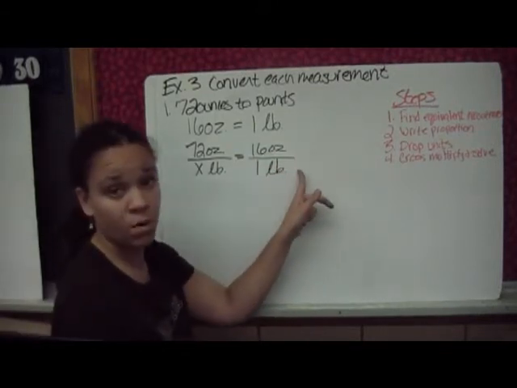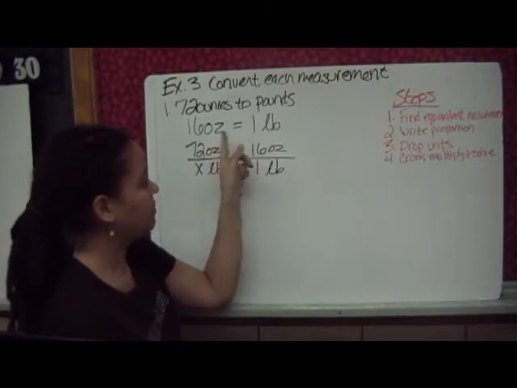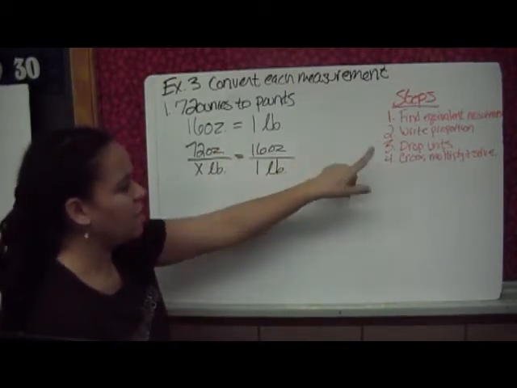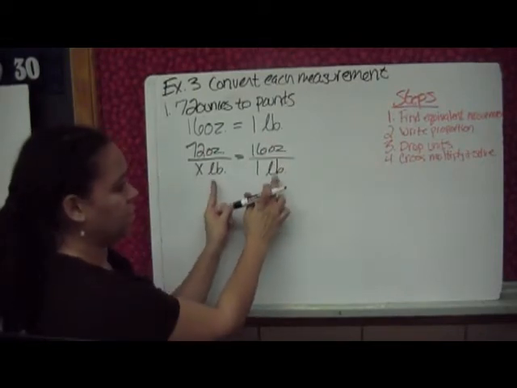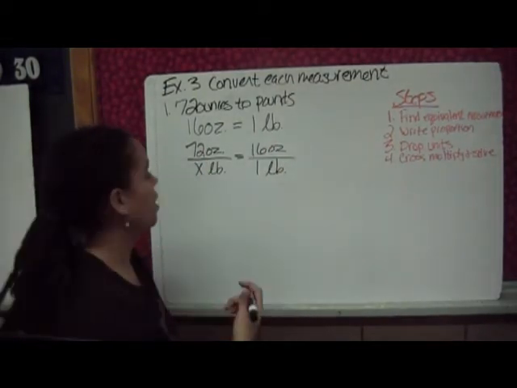So this is the proportion that we know from the equivalent measurements, and this is what we're trying to find out. Next thing, just drop the units. Once you have them set up, ounces up top, pounds down low, they're matching. Drop the units and solve it like a regular proportion.